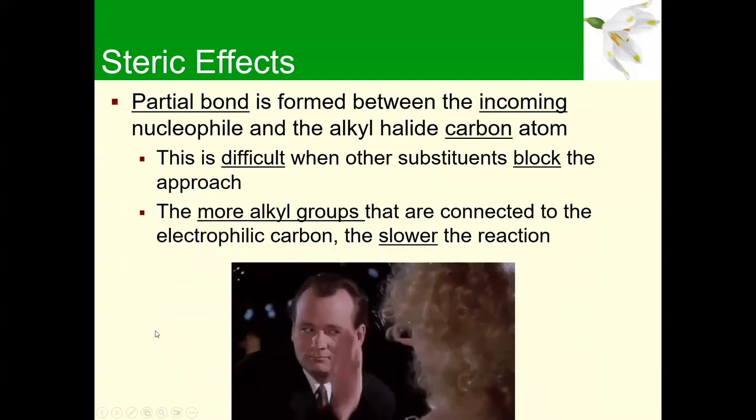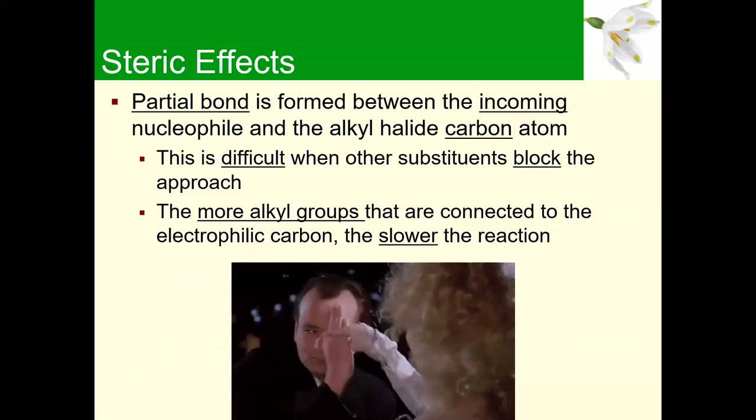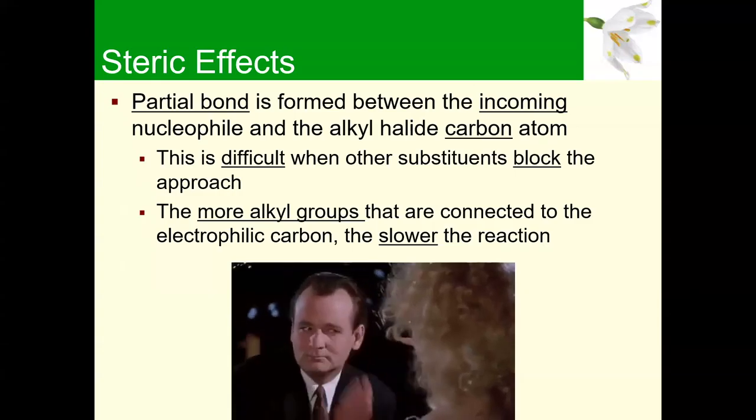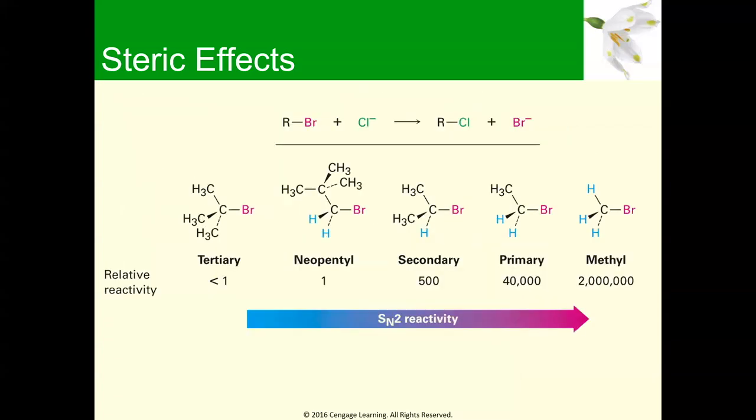So it stands to reason that the more alkyl groups that are connected to the electrophile, the slower the reaction. It becomes more crowded. Fancier term for that is steric hindrance. There's more steric hindrance. So ultimately it leads to a slower SN2 reaction. So the more alkyl groups that are connected to the electrophilic carbon, the slower the reaction. Okay, so this is just an example of what we're talking about. If all those words don't make a lot of sense, a lot of times a diagram like this helps.